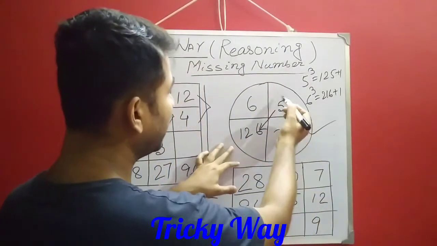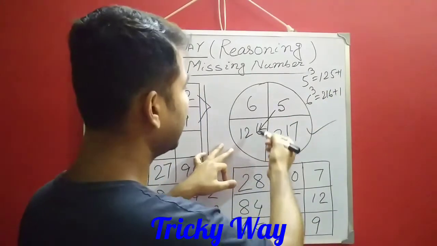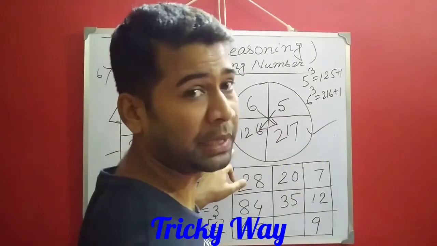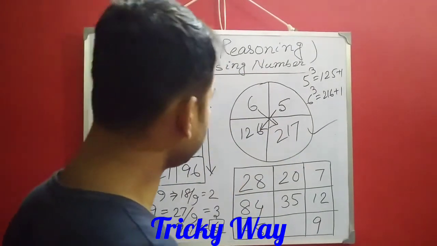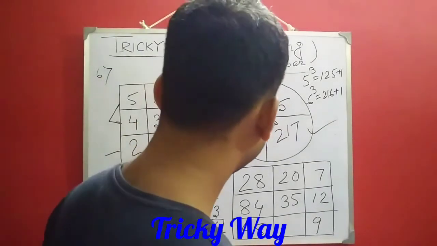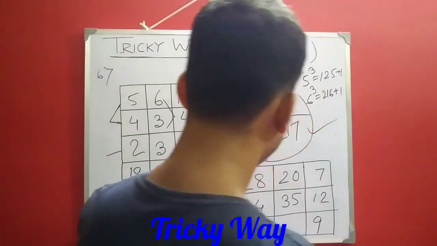Means just cubing this value. 5 cube equals 125 plus 1, and it will be 6 cube plus 1. It is very interesting. So, continuing.